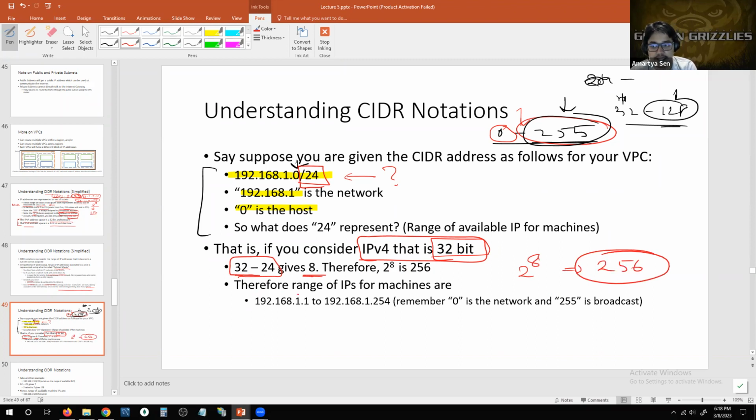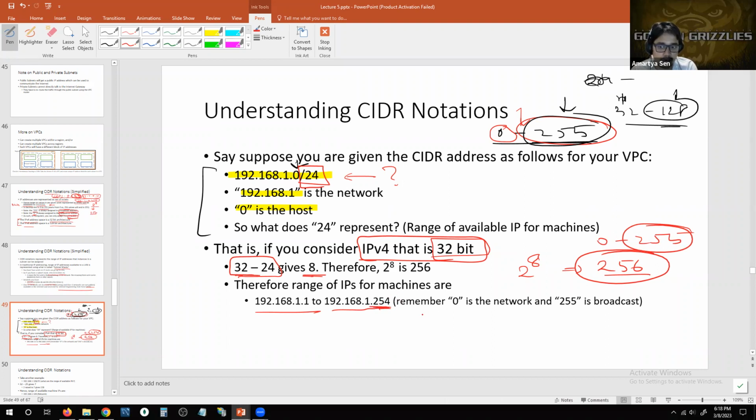So that means I can go from 192.168.1.1, because remember 0 is for your network IP address, till 192.168.1.254, because the last number is going to be, this is 256 in total. So that means it can range from 0 to 255. Then 255 is the last number which needs to be used for broadcasting. So that means the machine IP addresses will range from 1 to 254.